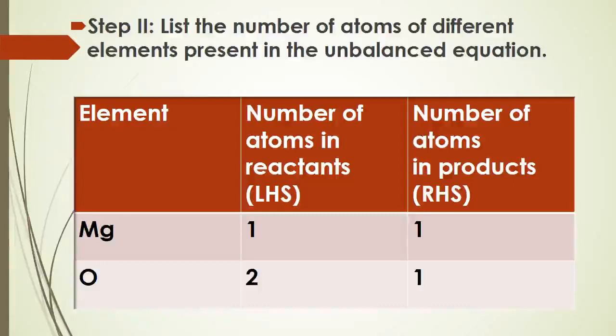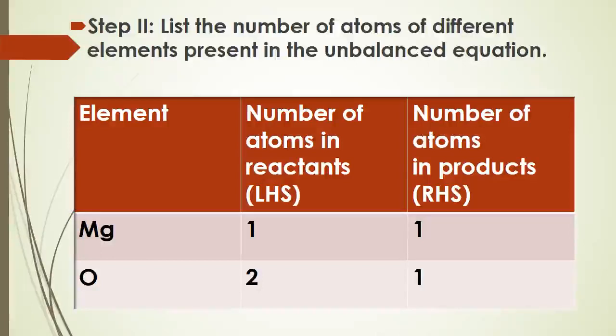Now step 2, list the number of atoms of different elements present in the unbalanced equation. Magnesium and oxygen, two elements are there. Number of atoms in reactants, magnesium 1. Number of atoms in products, magnesium 1. Number of atoms in reactant for oxygen is 2. And number of atoms in product, 1. So we can say that this equation is not balanced equation.